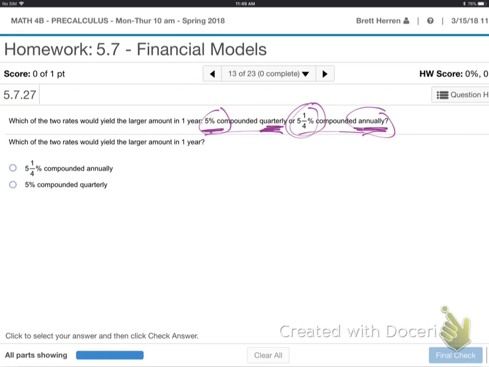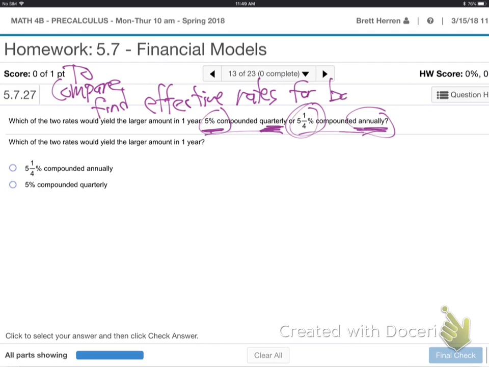How do you know which one's really better? You've got to find the effective rate. They're not saying it, but that's what you have to do. So whenever you want to compare things, you need to figure out effective rates. So to compare, find effective rates for both. Does that make sense? So whenever they give you these questions about comparing two accounts, what you have to do is find the effective rate for both. Effective rate for both.